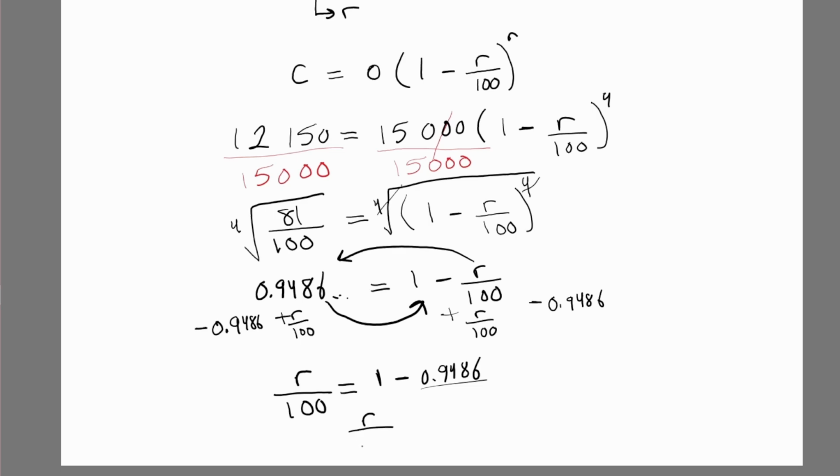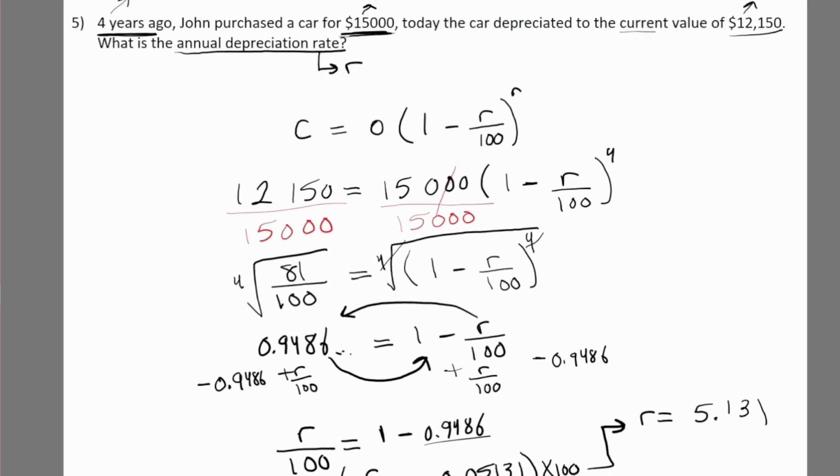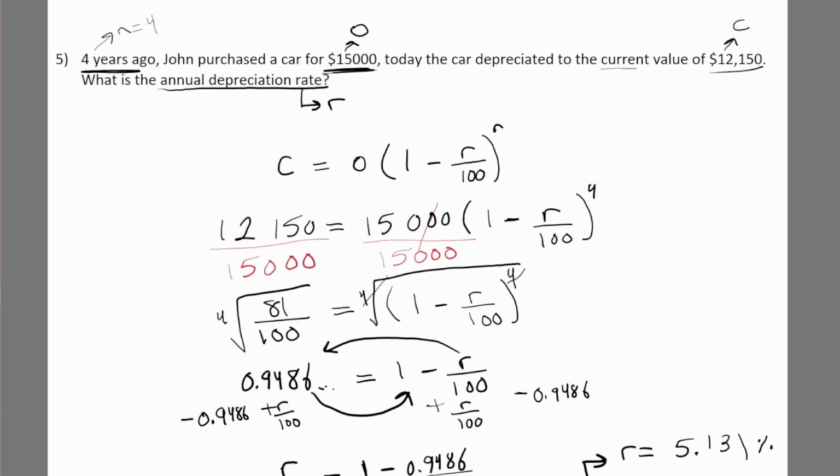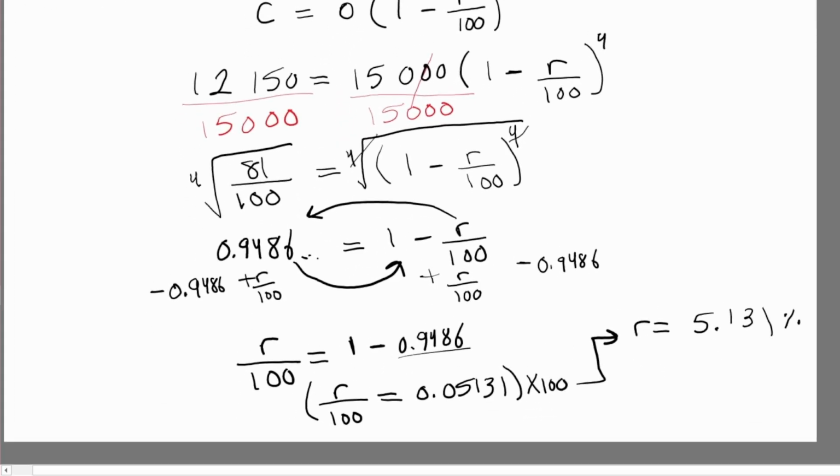So we get R over 100 is equal to 0.05131. And now we're going to multiply by 100 to find R. And we get that R is equal to 5.131. Okay. Now don't forget that this is a rate, so we give it as a percentage. And since the question did not state any particular unit of rounding, we're going to round it to 3 significant figures. So this will be 5.13%. This is the final answer.